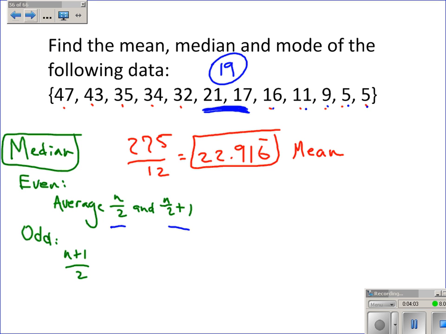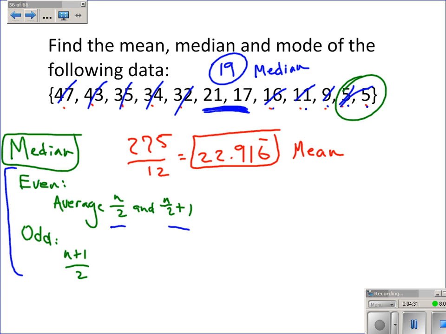Now, instead of remembering all of this, if you want to just kind of count off like this and find the middle, you can. Either way, you find the middle 2 numbers, and then you average them. Okay, so 19 is the median, which again is probably a pretty good indicator of the center of this data, since it's kind of right in the middle. And the mode, the number that occurs most often, is 5.